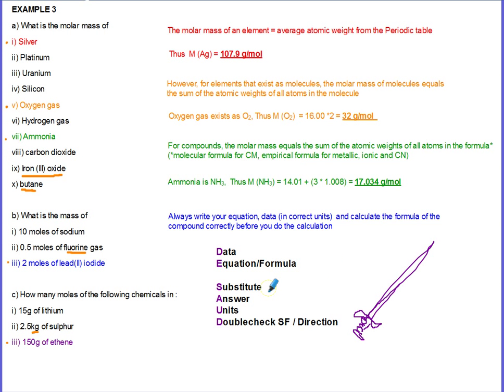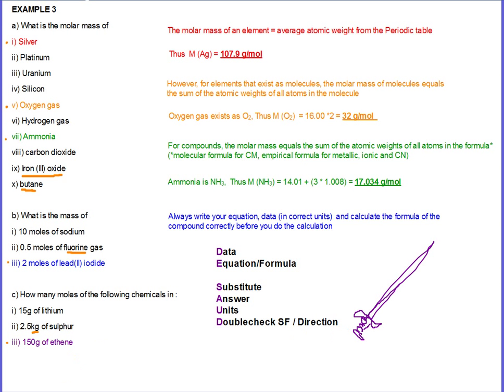Substitute. Show your substitution of your data into your equations. That helps you get marks. Write your answer down. Make sure you include units at the end of your answer, and go back and double check your working and double check the significant figures before you submit your answer. For physics, that D can also stand for direction. Make sure you get the directions of your vectors right.